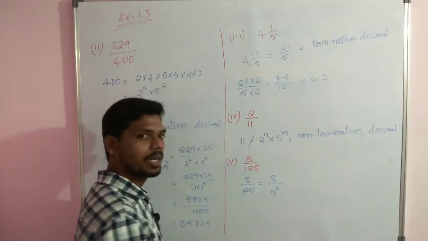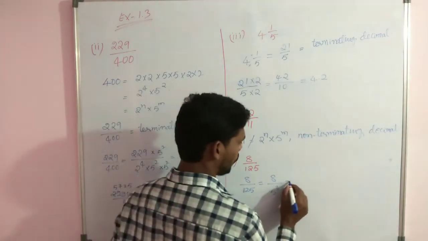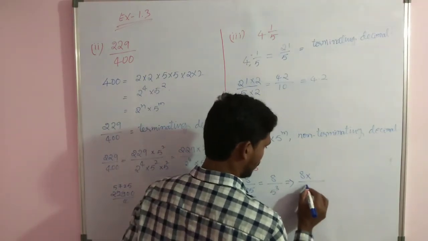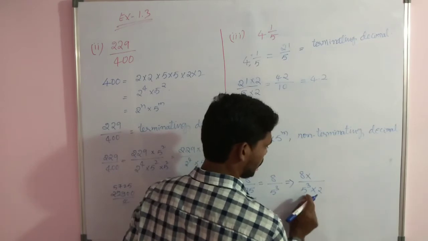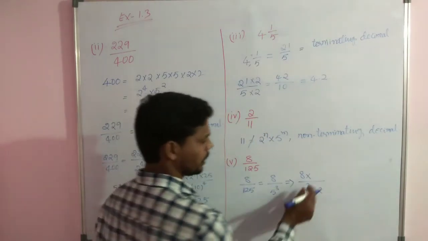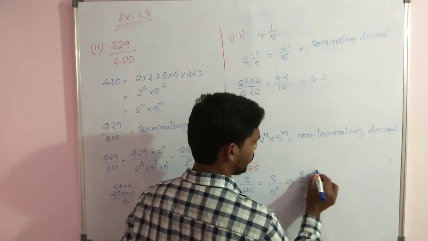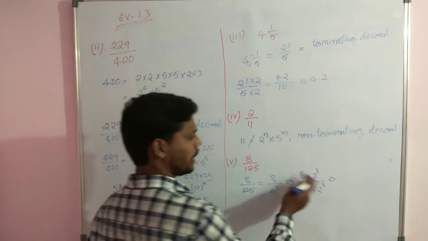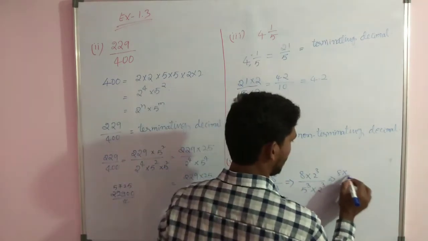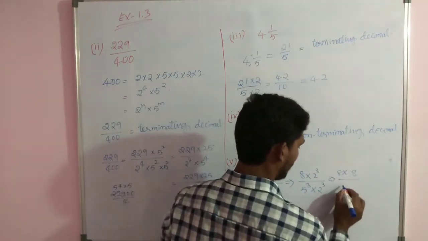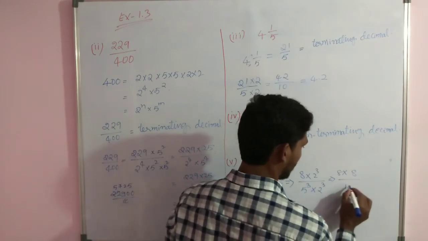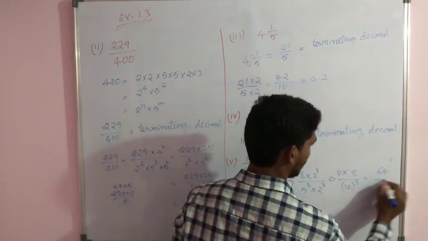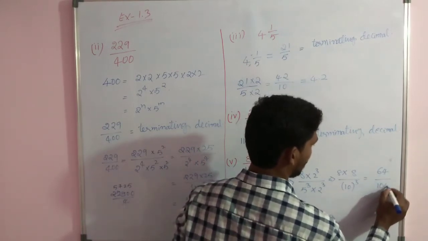Make this denominator a power of 10. So what we do here: 8 divided by 5 cube. Just multiply 5 with 2, that becomes 10. So the power is 3, put the power 3 on 2 also. So 2 to the power of 3 is nothing but 8. 8 into 8 divided by 5 cube, 5 twos are 10, with common power 3. 8 eights are 64 divided by 10 cube, which is nothing but 1000.